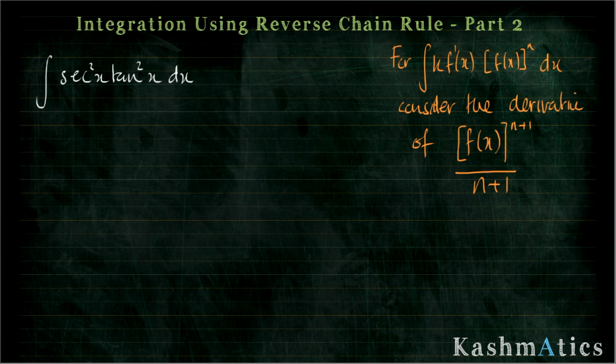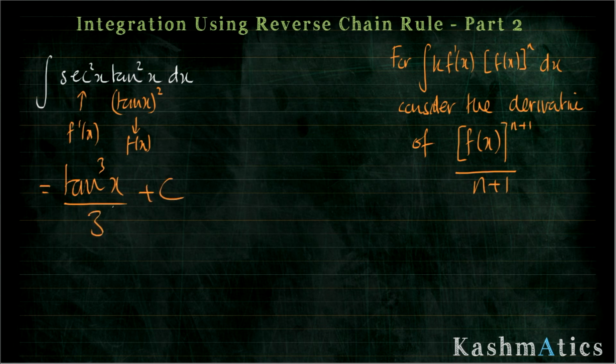Okay, next example. In this one here, we need to work out which bit is the function and which bit is the derivative. So tan differentiates to become sec squared. So think of this as tan x squared. So this is your f of x, and this bit here is your f dash x. So what we've got is the exact derivative. This is the exact derivative of f of x. So we can apply the rule exactly as it is here. So all I need to do is tan cubed x over 3 add c. It's as simple as that.